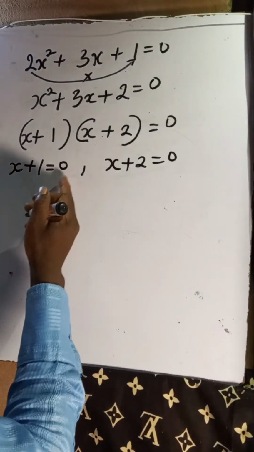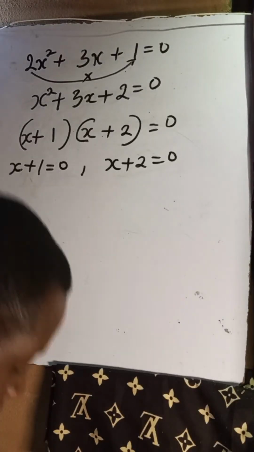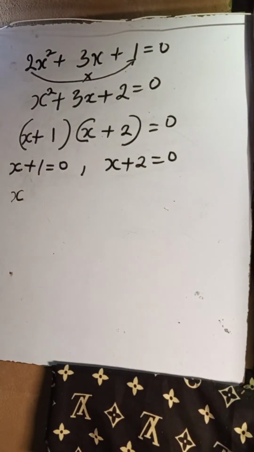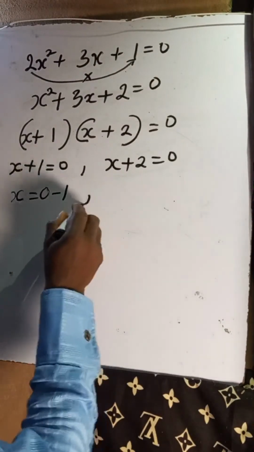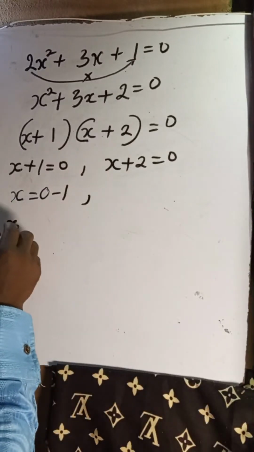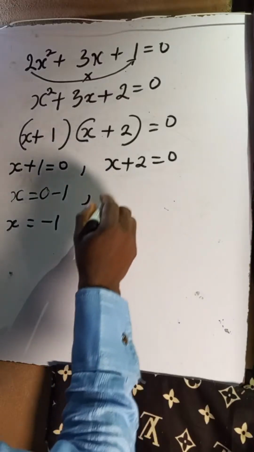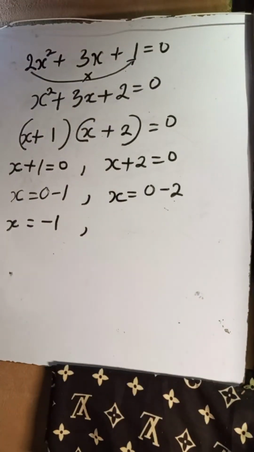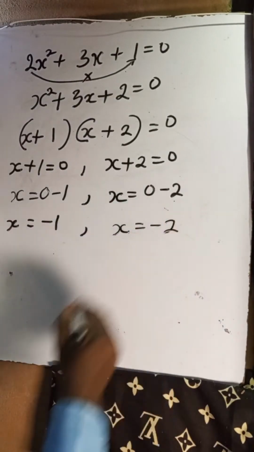Then we can transfer 1 to the other side. That's how to simply do it. It's not a difficult task. Just transfer 1 to the other side. This gives x equals 0 minus 1. And here we have x equals to minus 1. That's what we have right here. And in this other side, we are going to have x equals 0 minus 2. This will have to give us x equals to minus 2.